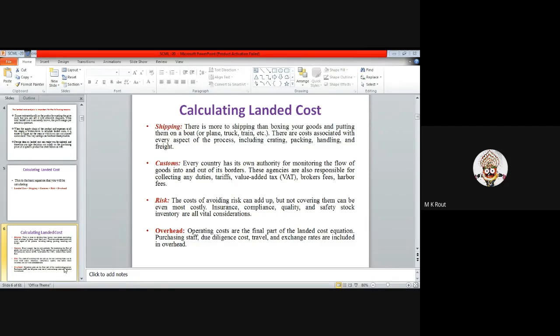These agencies are also responsible for collecting any duties, that is tariff duties and value-added tax, broker fees, and harbor fees also. If you take the example of Paradip port, in most cases those cargo ships come from abroad. The harbor fee is applicable, and that fee is directly fixed by the government of India authorities as well as the state government. They also charge tariff duties, value-added tax, and broker fees, depending upon the type of product.